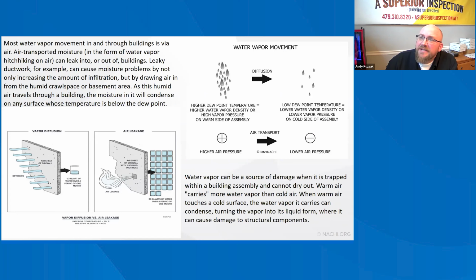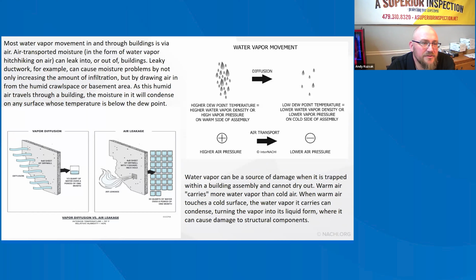Understanding how water vapor moves can help home inspectors understand what they're observing when inspecting visible vapor diffusion retarders. Most water vapor movement in and through buildings is via air. Air transported moisture, in the form of water vapor hitchhiking on the air, can leak into or out of buildings. Leaky ductwork, for example, can cause moisture problems by not only increasing the amount of infiltration, but by drawing air in from the humid crawl space or basement area.